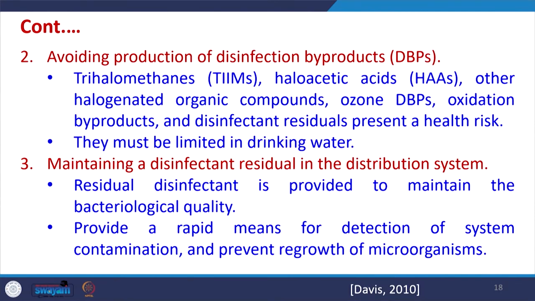The second thing is to avoid production of disinfectant byproducts. Earlier we have seen that these materials are highly carcinogenic, so they must be limited in drinking water. So we have to see that the disinfectant you are using must not produce byproducts which fall into this category. If they are producing, they must be within certain limits.